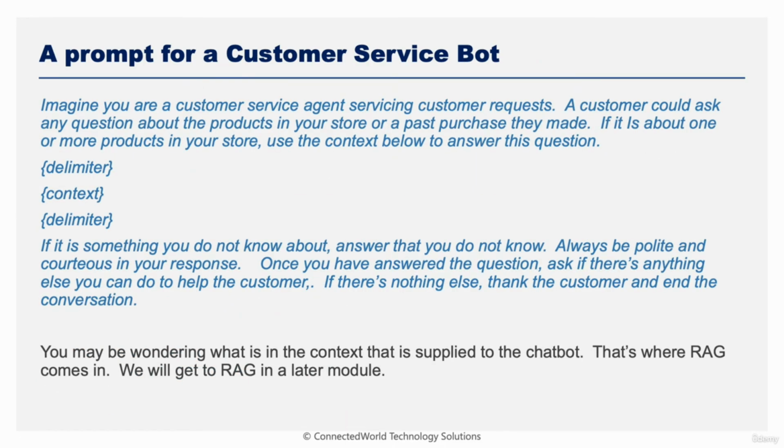Now let's look at a prompt for a customer service bot. Listed here is an example of a prompt given to ChatGPT as a system prompt. It instructs ChatGPT to play the role as a customer service agent. Notice here that there is a context that is being supplied to the LLM within the curly braces. You may be wondering what is in the context that is supplied here to the chatbot. That's where RAG comes in. We will get into RAG in a later module.